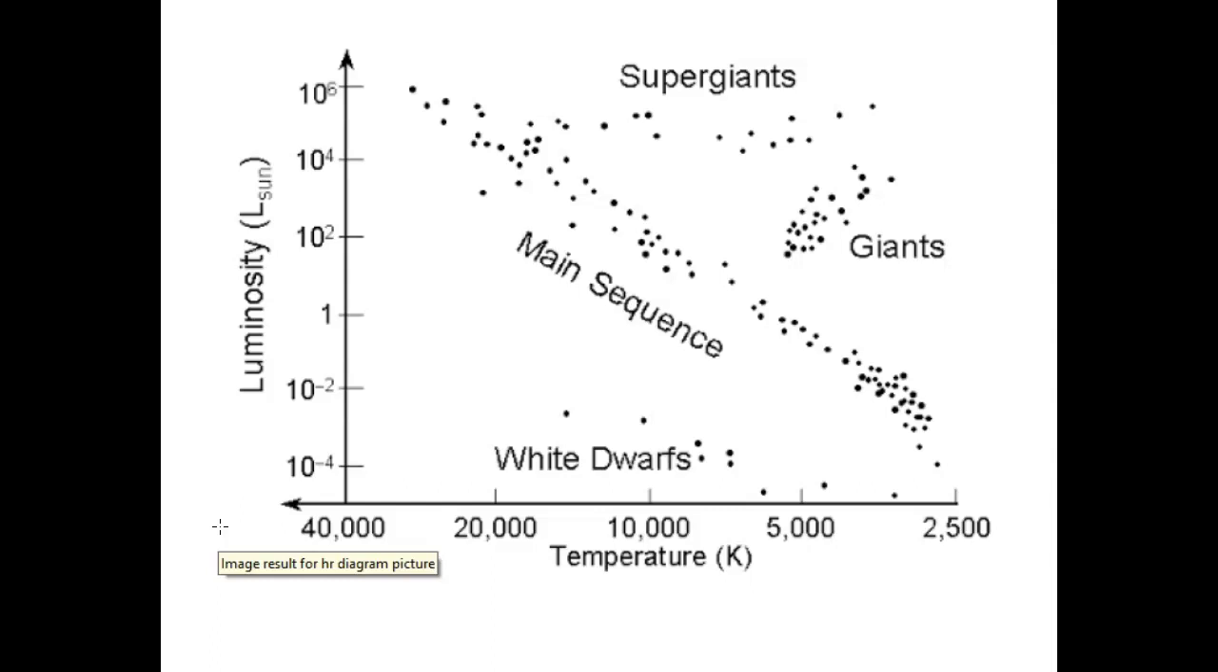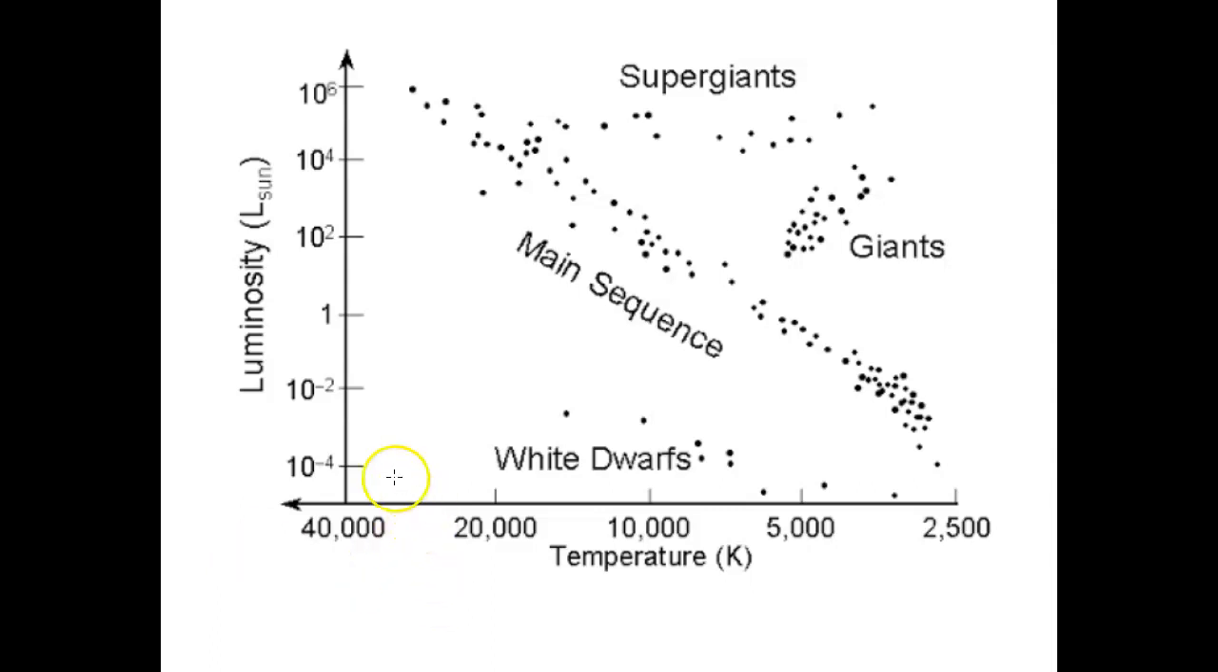Take Mr. Sun, for instance. Mr. Sun does not have all that high of a luminosity as far as stars go. However, in our sky, Mr. Sun is always the brightest star because he is so close to us.